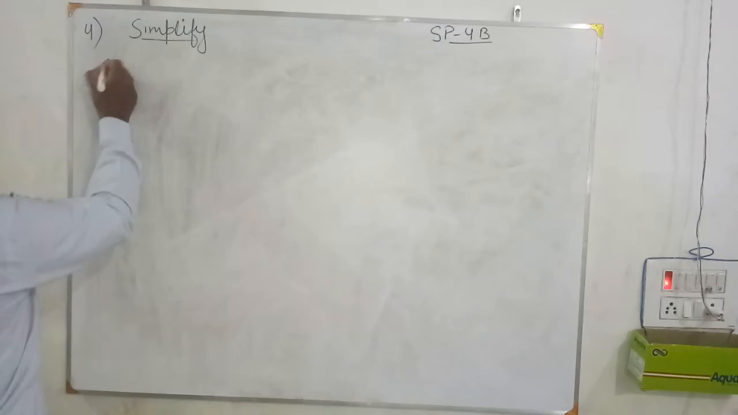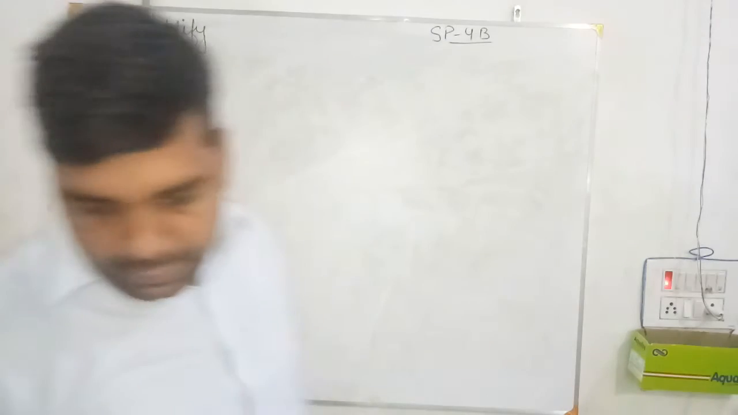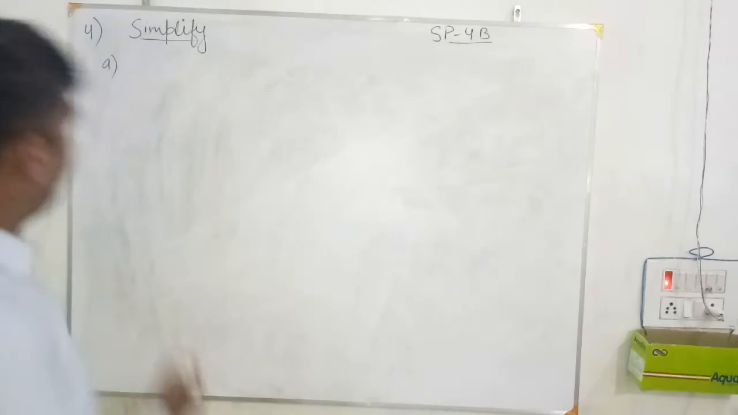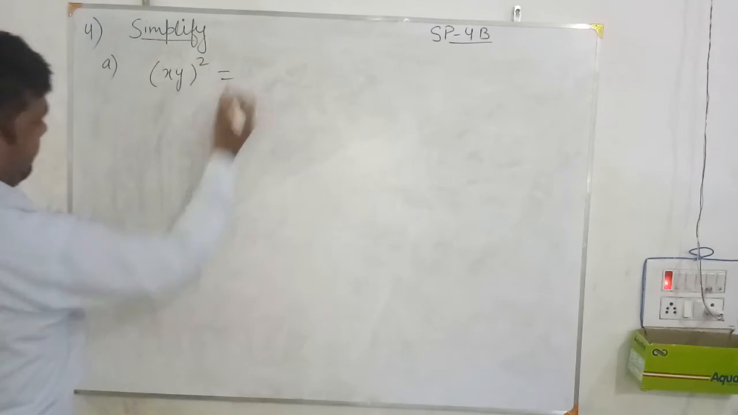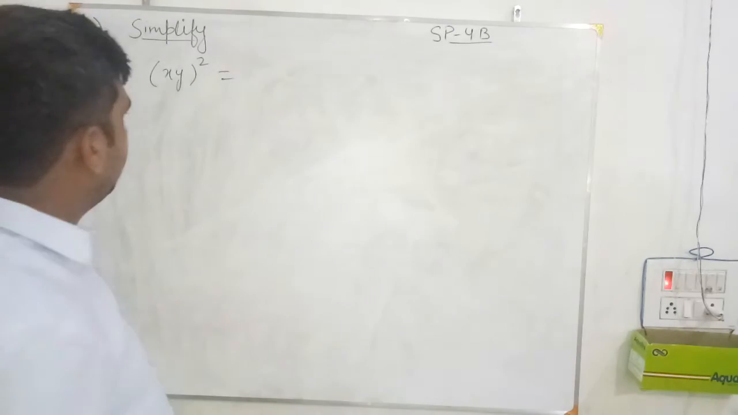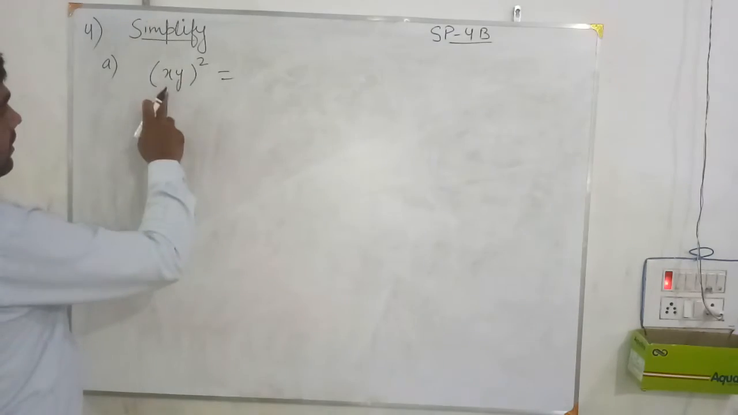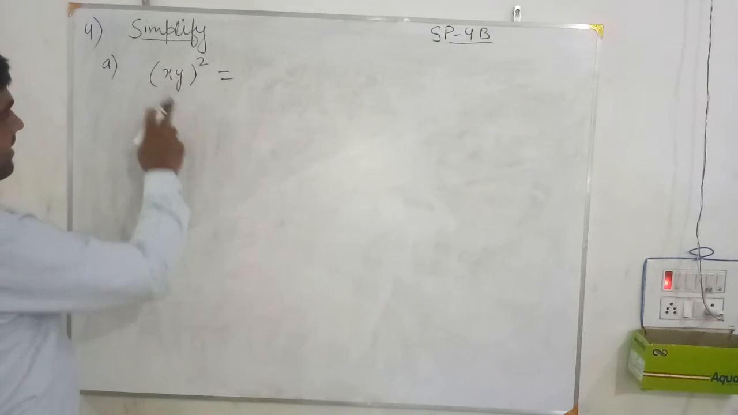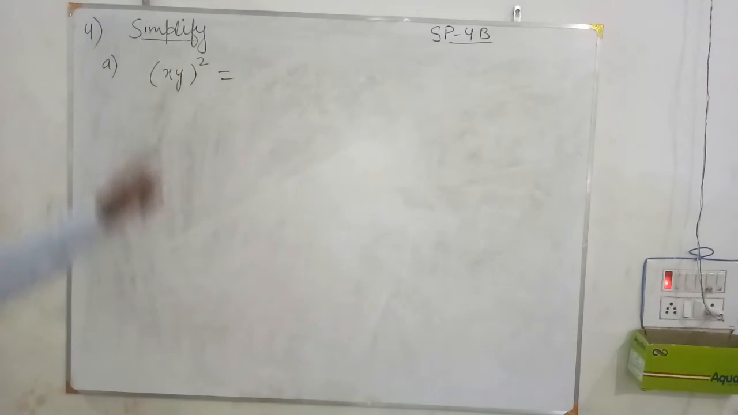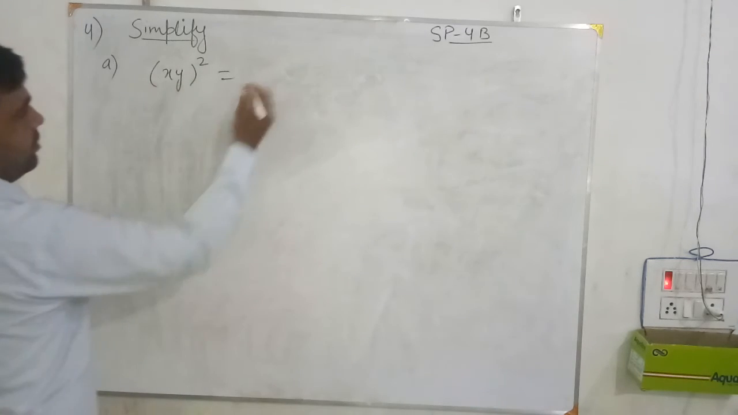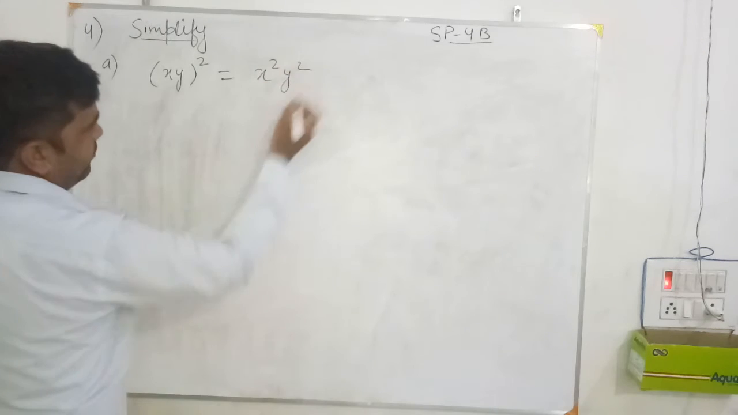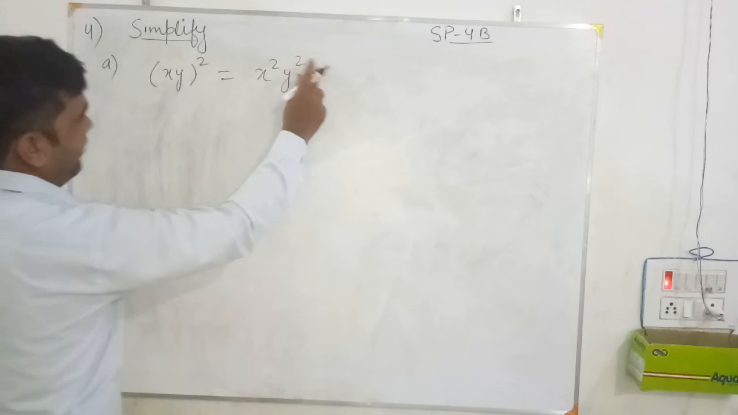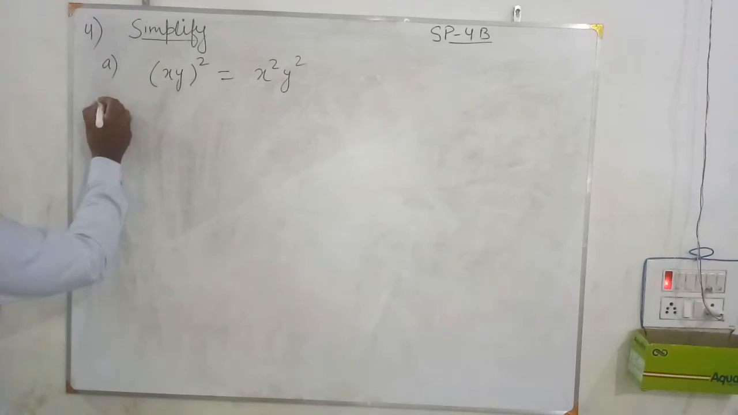Simplify 4A: (xy) whole square. How can we solve it? See, this is the square, so this whole square applies to both the bases x and y. Here are two different bases in the parenthesis, one is x and another is y. This power is for both. So how do we write it? x square y square. Like this we can write.